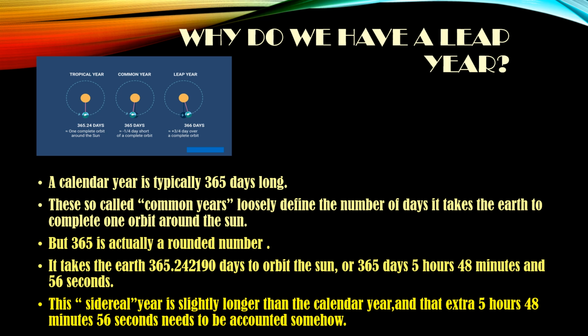Why do we have a leap year? The reason there are leap years is because of the Earth's orbit. The amount of days it takes the Earth to complete one revolution around the Sun is not a whole number. The 365 days we experience is actually 365.242190 days. These types of years are slightly longer than the calendar years, and that extra 5 hours, 48 minutes, 56 seconds needs to be accounted for somehow.